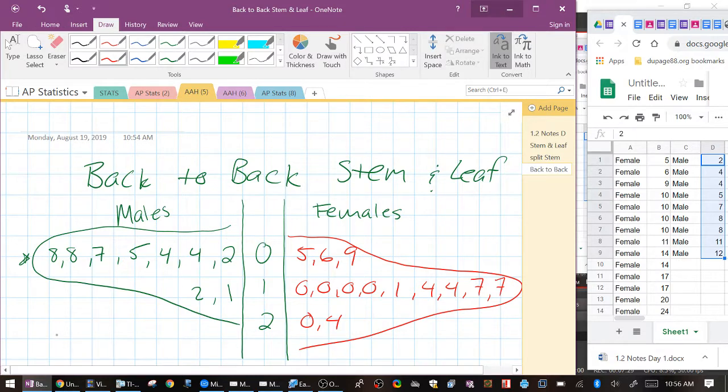And then I know I didn't do this before, but make sure that you guys always put a key here. So we might want to say a 2 and a 5 represents 25 pairs of shoes. Okay, so there it is. There are all of your stem and leaves. If you're having any trouble, come on in and we'll go over it.